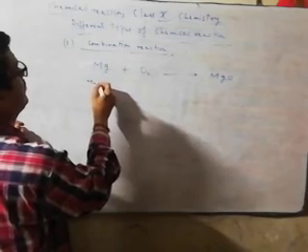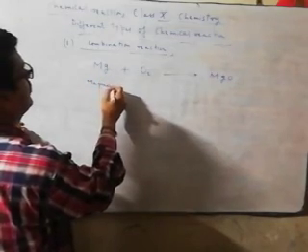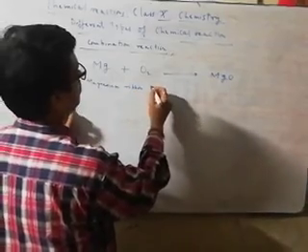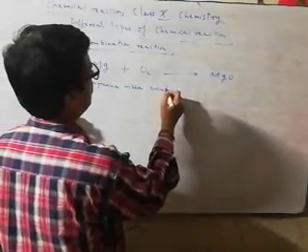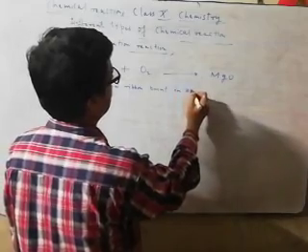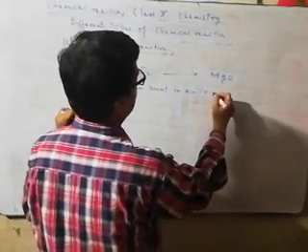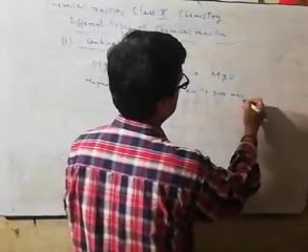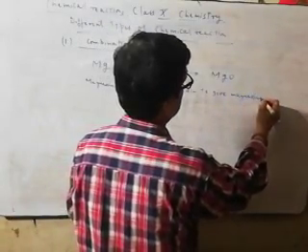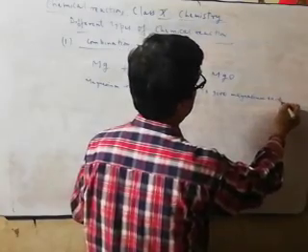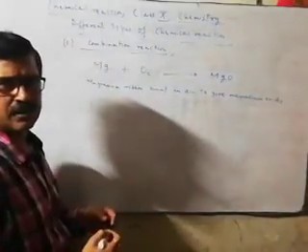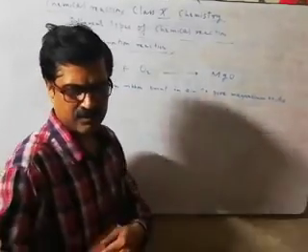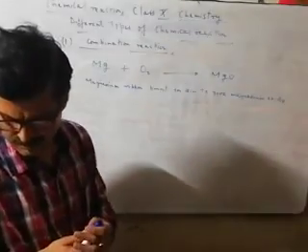So magnesium ribbon burnt in air to give magnesium oxide. So this is the first example of combination reaction, we can say.